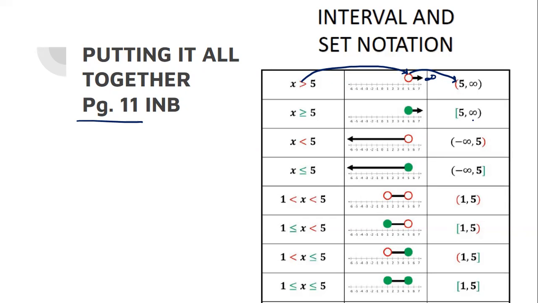I'm heading towards infinity. If the graph is heading forever to the left, that means x is less than 5. I have an open circle. This time, all the way to the left is negative infinity. We read from left to right, so I'm going from negative infinity up to 5, which is my stopping point. And it's a parenthesis because it's not included.